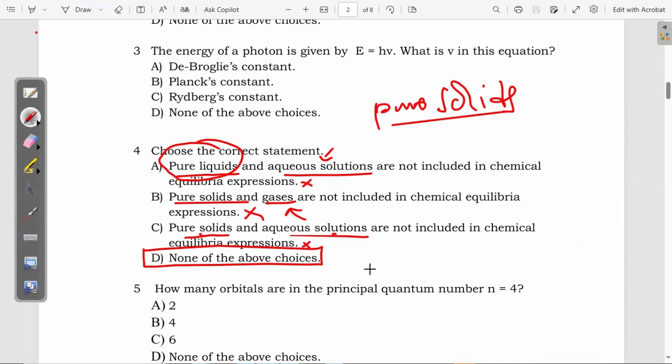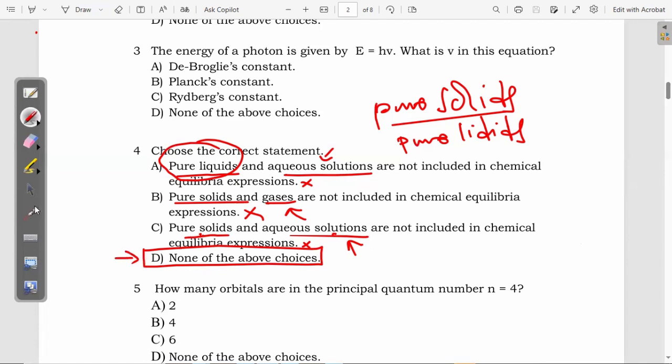To get the concept here, when you're finding the equilibrium constant, you do not include pure solids and pure liquids in the expression. You always include aqueous solutions and gases. They're the ones you include when finding the equilibrium constant. So here we are going to choose D.